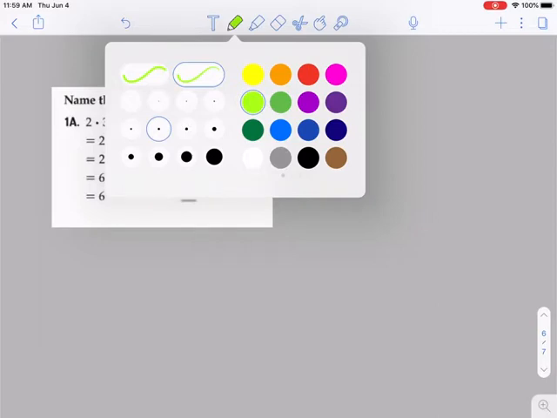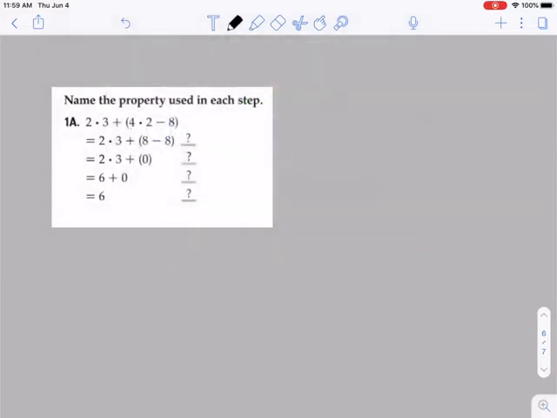All right, try a couple together. For this one right here, we've got 2 times 3 plus 4 times 2 minus 8. I know from order of operations that I have to work in the parentheses first. So that's what they did. They said, we're going to do this first. And what happened when they did 4 times 2? It was substitution. You can write sub if you want. And then you write 4 times 2 equals 8. Write down what you did.